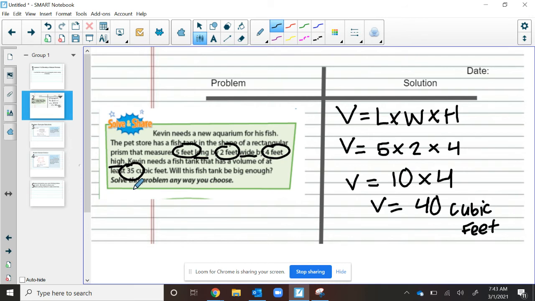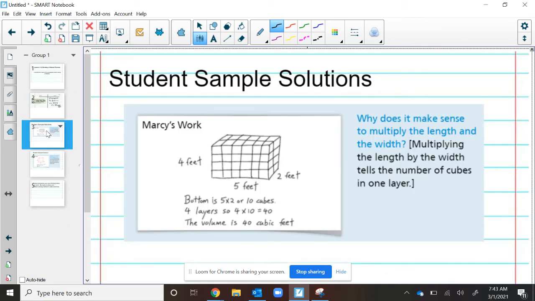All right, let's look at some other student work. So this is Marcy's work. She decided to draw a picture, and she did something very similar to what I did. She said the bottom is 5 times 2, or 10. So that would give you your base. So all she did was the length times the width, 5 times 2, and then she took it times 4, because that's our height, and then she got her answer of 40. So the volume is 40 cubic feet, which is exactly what I did.